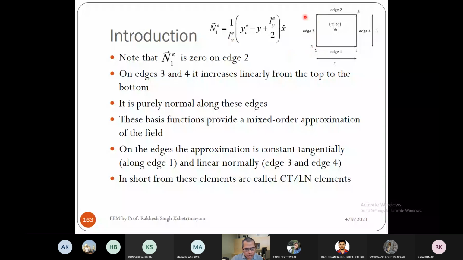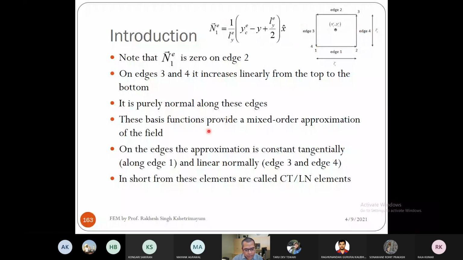Then look at this expression. The value of this N1 is going to keep on increasing till here. Along the edges 3 and 4, N1 is increasing linearly. Along the edge 2, N1 is 0. And you can also see that N1 is directed along the x-axis. So this is the y-axis, this is the x-axis. Along the edges 3 and 4, N1 is normal to the edges 3 and 4, because this vector is x hat here. So x hat will be directed along this direction. Along edges 3 and 4, N1 is perpendicular, or normal, to the edges.